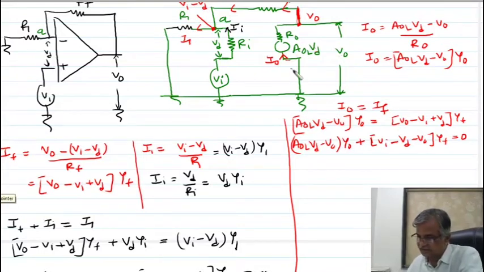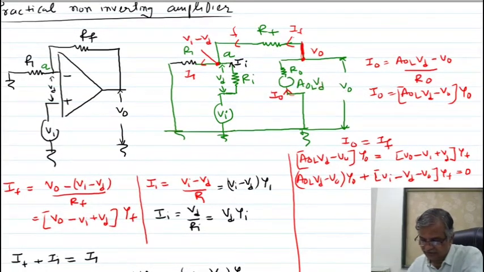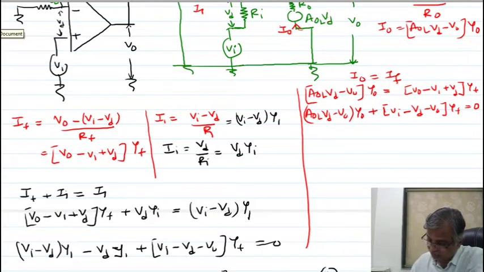I think you understand. This current I am writing, this voltage minus this voltage upon RO. This voltage provided by the op-amp internal circuit minus this voltage upon RO, that is IF. And this current is nothing but the IF current. What is IF? Already I have written: this potential minus this potential upon RF. This is your equation 1 and this is your equation 2.